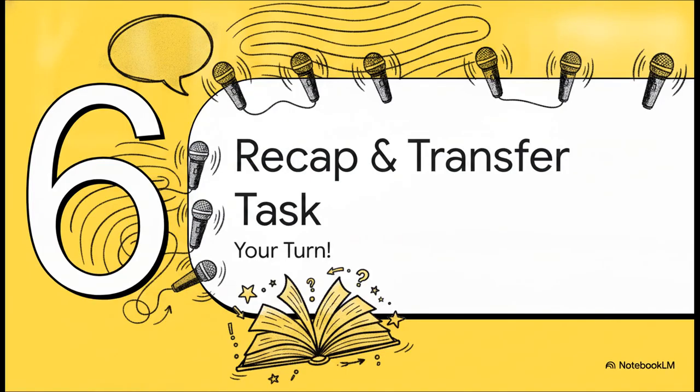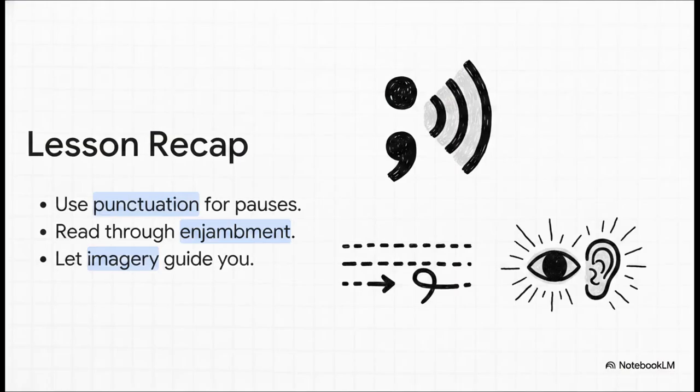Finally, we've arrived at Section 6, Recap and Transfer Task, your turn. Let's see how this builds into your own independent reading as we summarize our findings and literally hand the microphone over to you. Here is your strict 3-sentence recap to lock all this in. 1. Line breaks do not dictate auditory pauses, punctuation does. 2. Enjambment means reading through the visual break to complete the thought. 3. Vivid sensory imagery guides the emphasis and emotion in your vocal delivery.